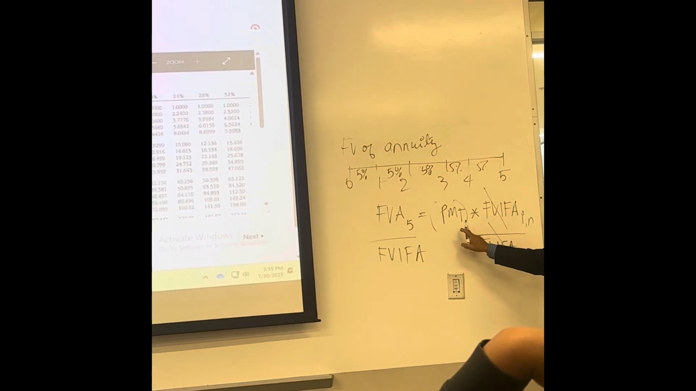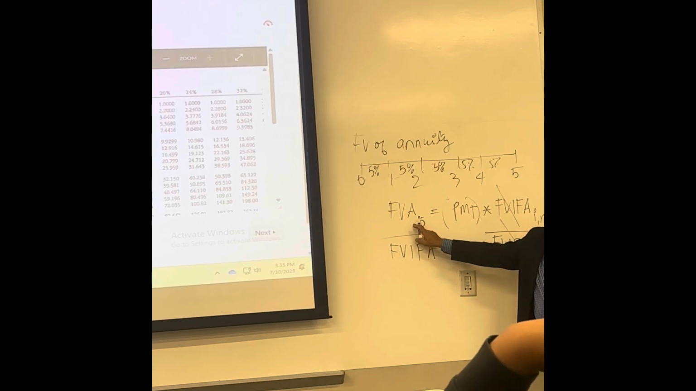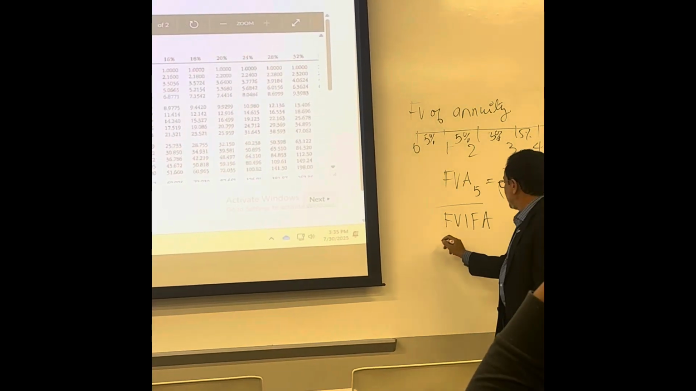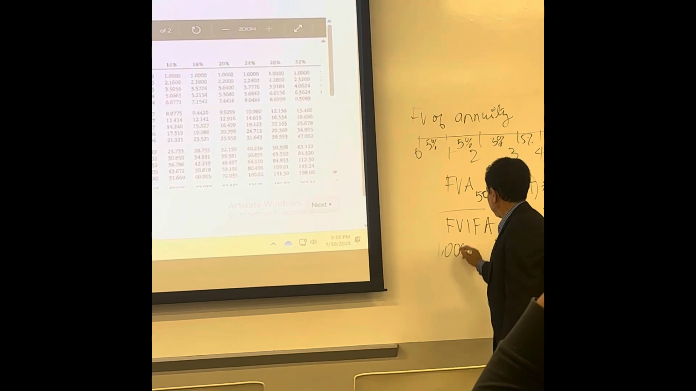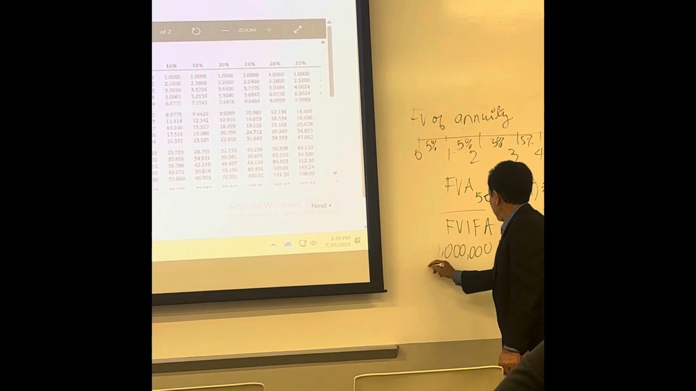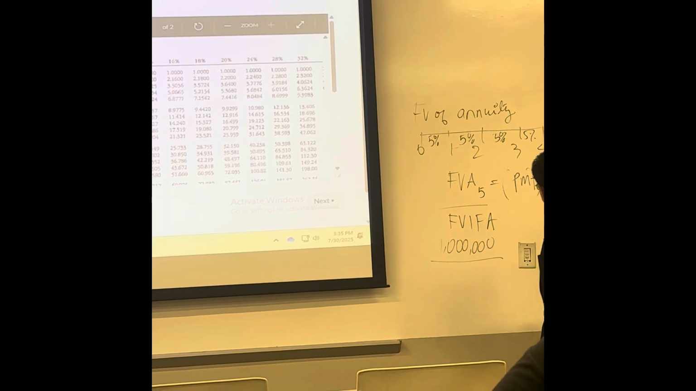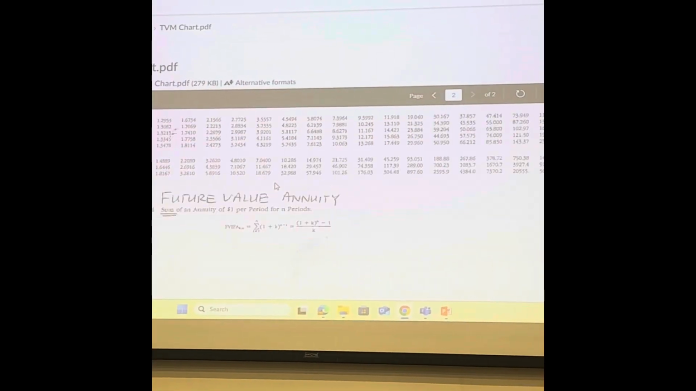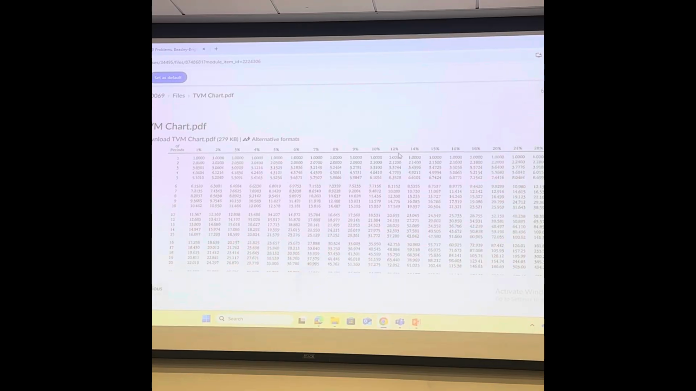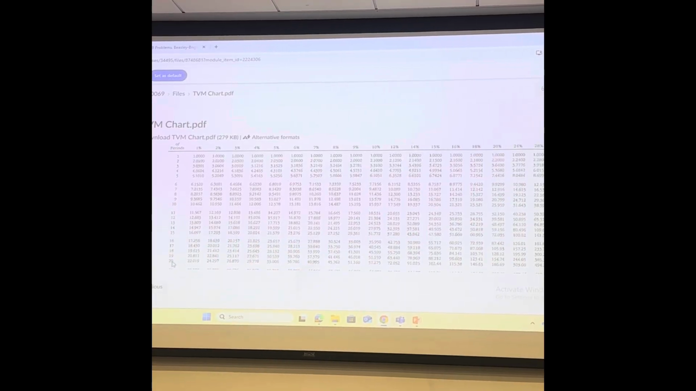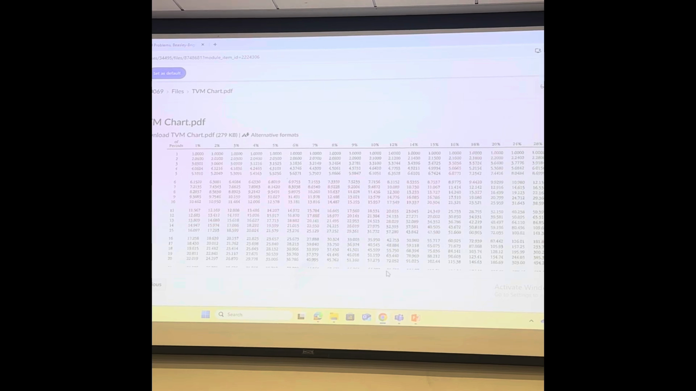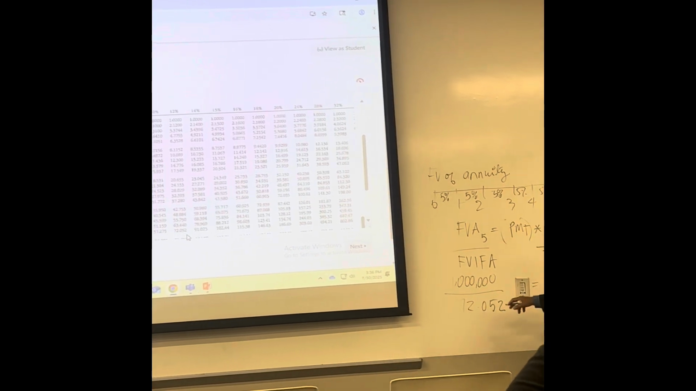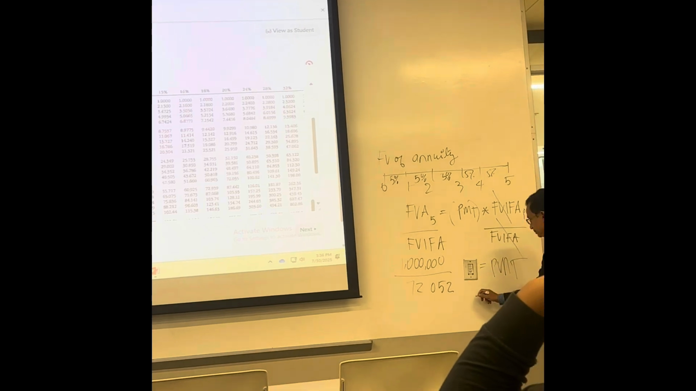So to find out the payment, we need to divide the future value of the annuity by the annuity factor. So here 1 million at the top over FVA. We don't know FVA, but we can get it from the chart. Is that the right chart? Future value, yeah, that's the right chart. 12% and 20 years: 72.052. Divide a million by 72.052. That will be the answer.